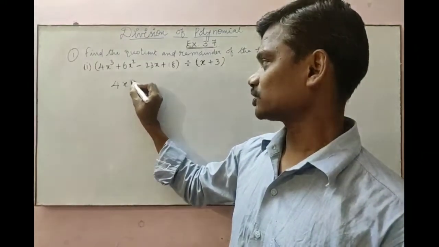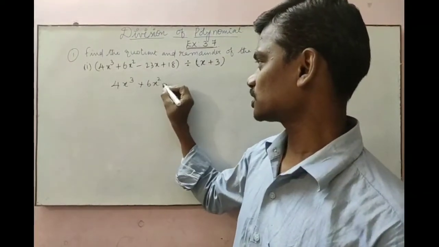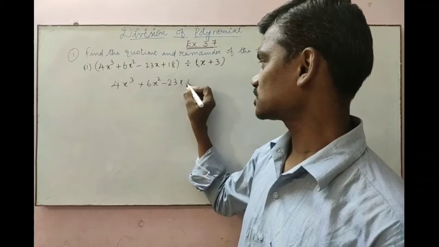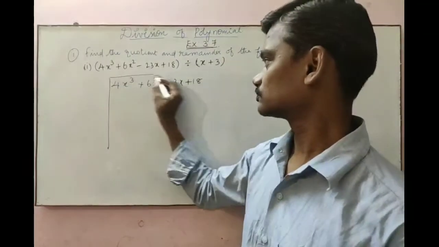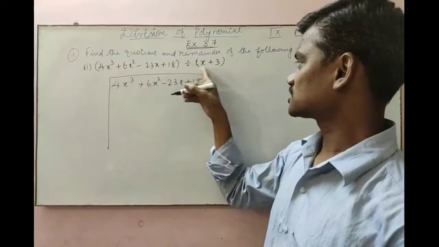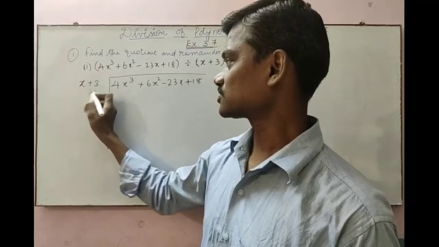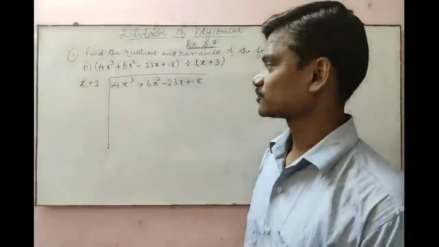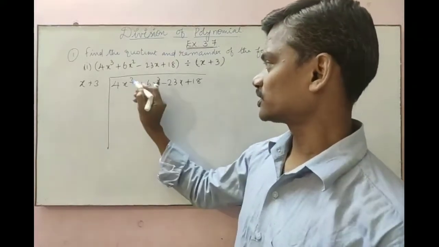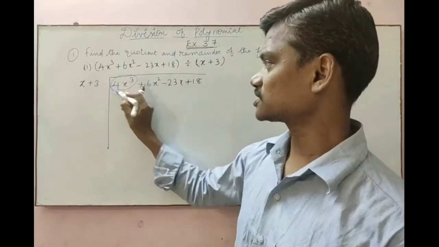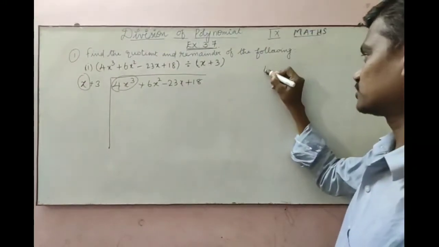First I am going to write the polynomial 4x cube plus 6x square minus 23x plus 18. Then this is the divisor. I am going to write the divisor on this left side, x plus 3. So first we have to take the first term of the polynomial. We have to take the first term of this and this. I am going to do this in the rough here.